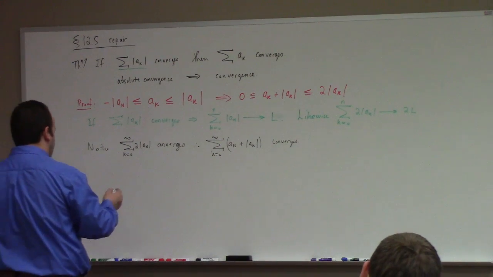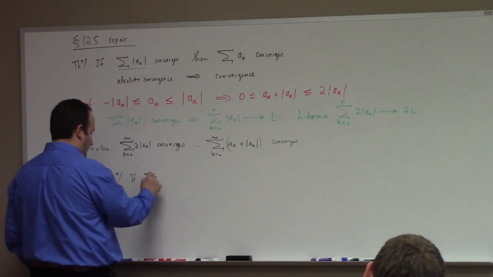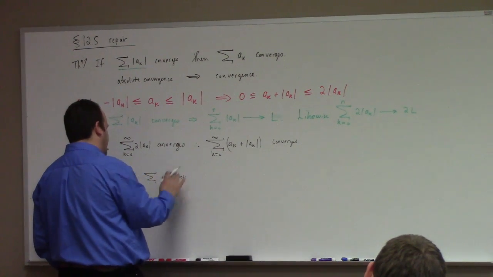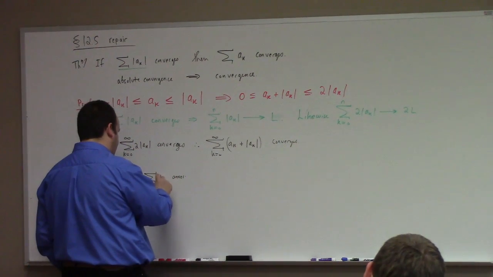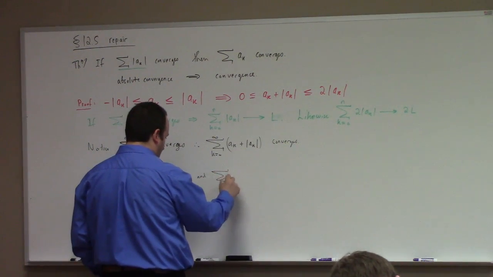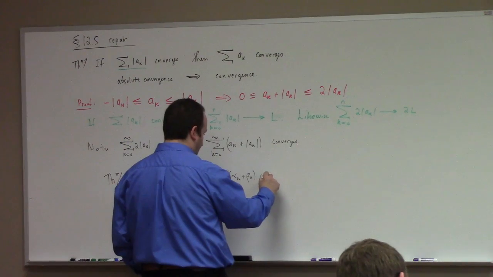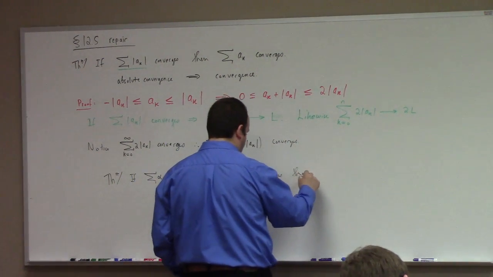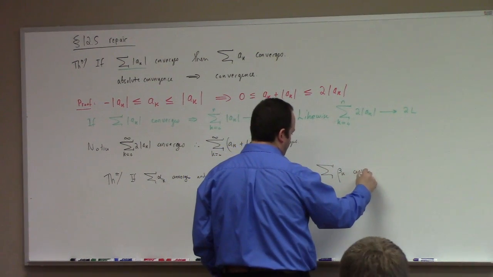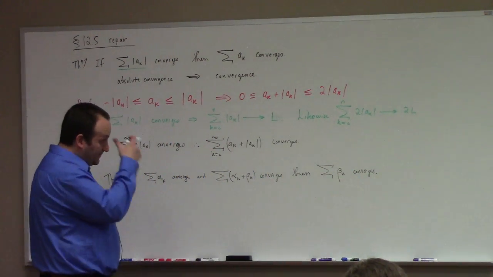So the theorem we need here at the moment is the following. If the sum of a sub k converges, I shouldn't use a. Let me use something neutral. If the sum over alpha sub k converges, and the sum over alpha sub k plus beta sub k converges, then what? The sum of beta sub k converges. All right. That's the pattern we have here right now.